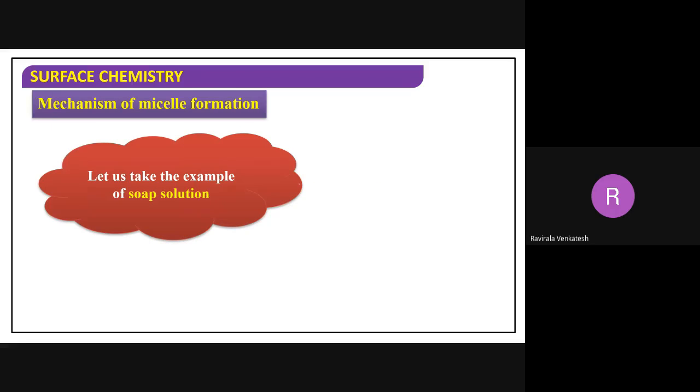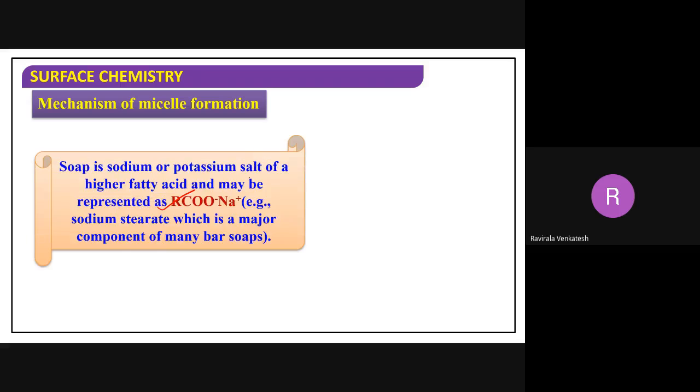Now if you consider the mechanism of micelle formation, let us take the example of soap solution. The chemical formula of the soap is RCOO minus Na plus. This R is nothing but C17H35, and COO minus Na plus is common. The name is sodium stearate, which is actually the soap particle.